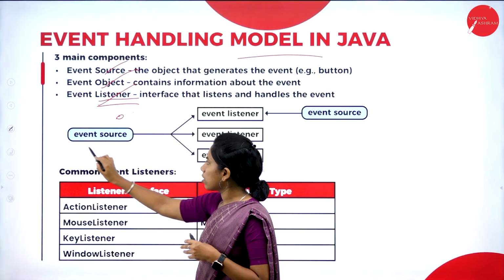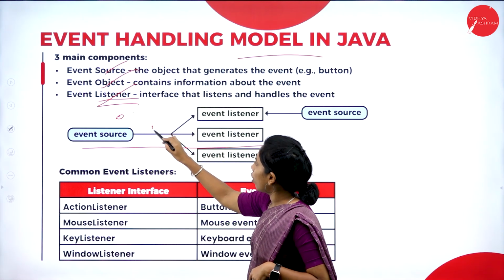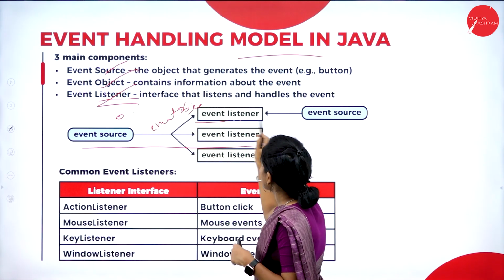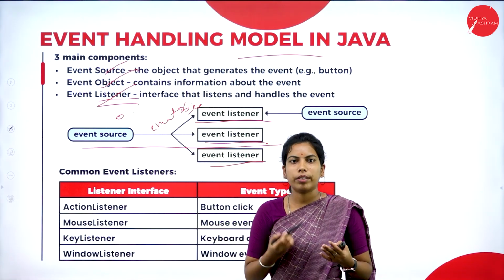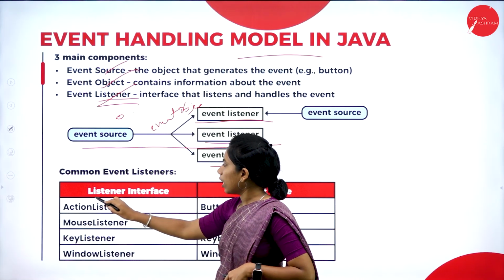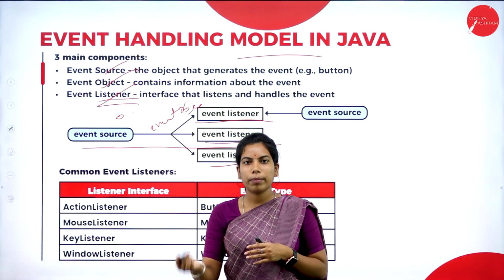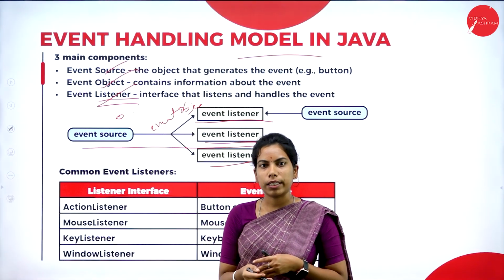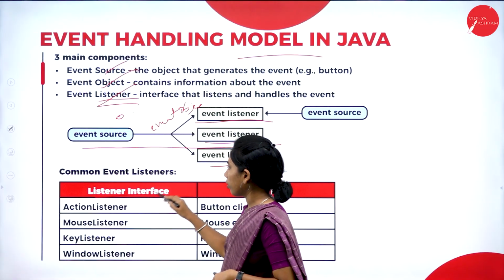And here is a simple pictorial representation. Event source, this is the event object, and this is the event listener. There are many kinds of events, like mouse events, keyboard events, window events, and button clicks. And for the listener, what interface? An interface is nothing but it provides abstract methods. It doesn't say how to do the work, but it tells that the work has to be done. That is what an interface is.